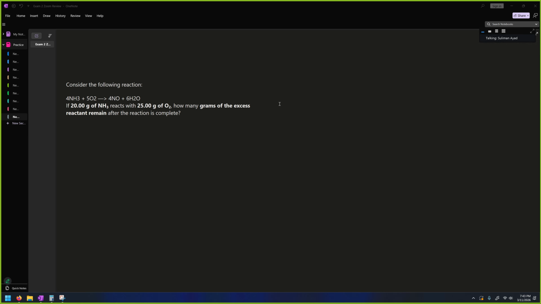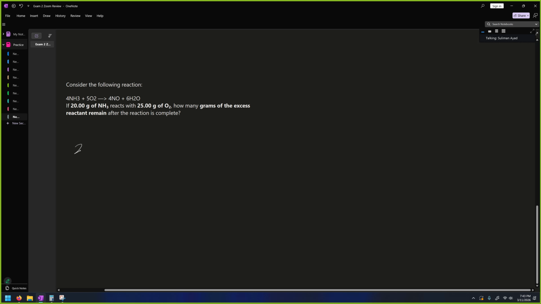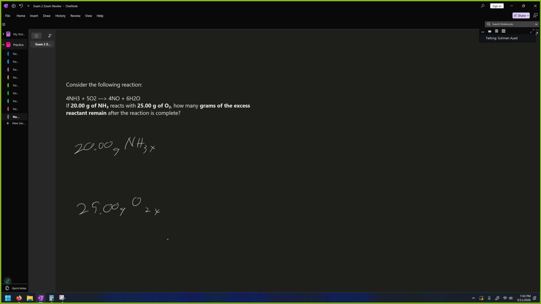To begin, you're just going to set up two parallel dimensional analysis problems. So we'll start with 20.0 grams of NH3, and at the same time, I like to put the other substance down here, keeping in mind we want the number, the unit, and the chemical identity for both of these. Now, I'm going to multiply each of these by their molar masses to find the number of moles.